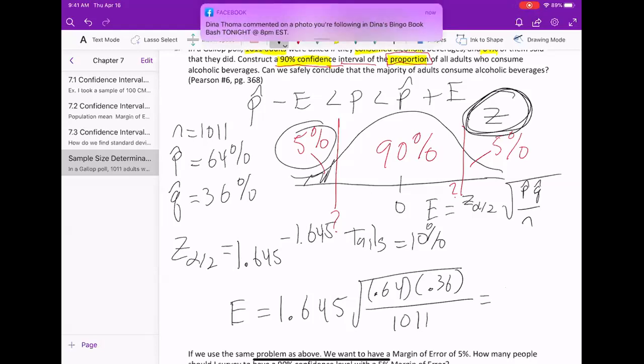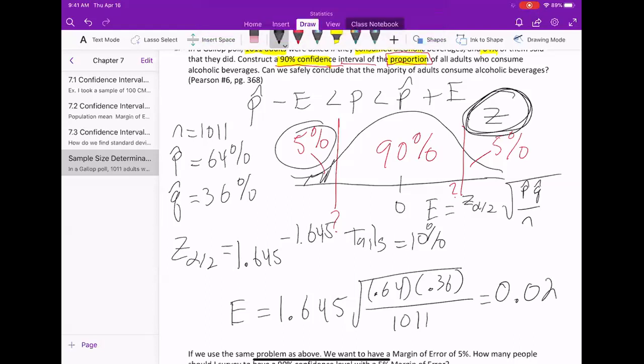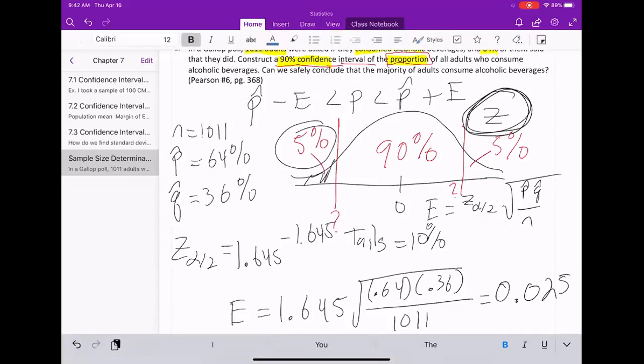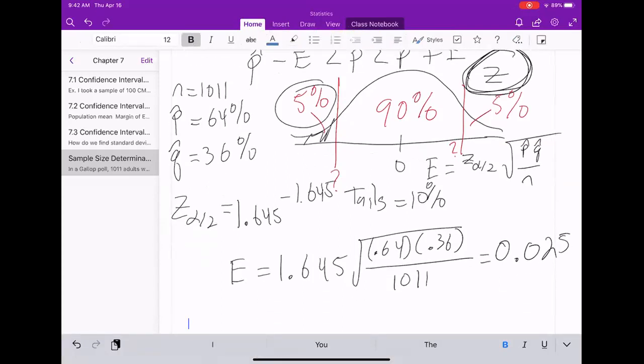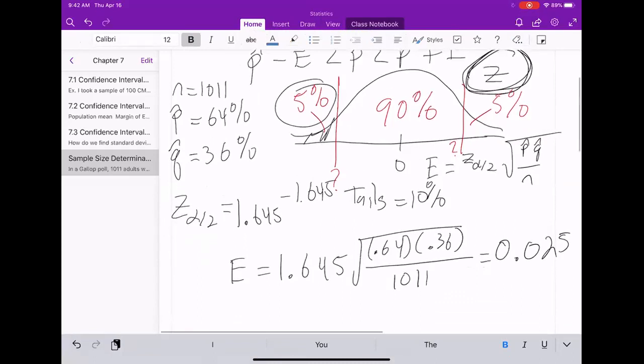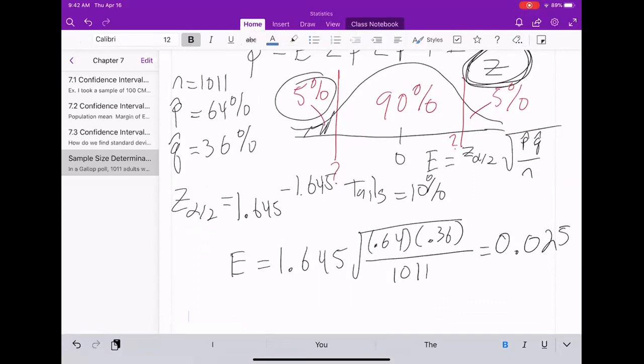Which is 0.025. Yes, no? The baby ran off with my calculator, so I'm going to trust that you got the right answer. I just had my calculator. Now I don't know where I put it. That's what I got. Okay.